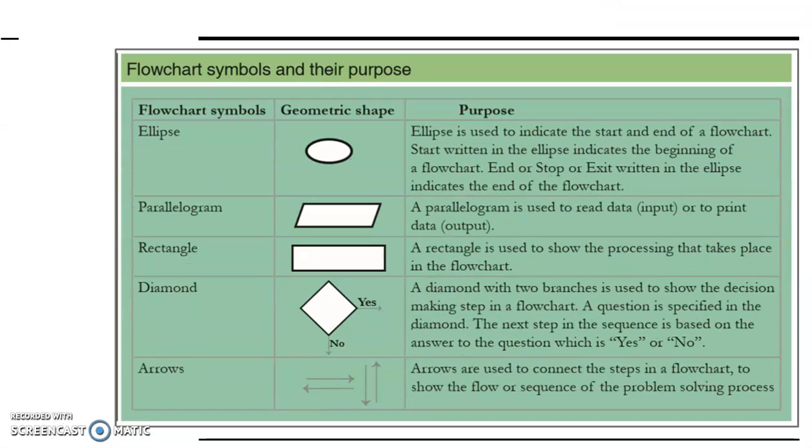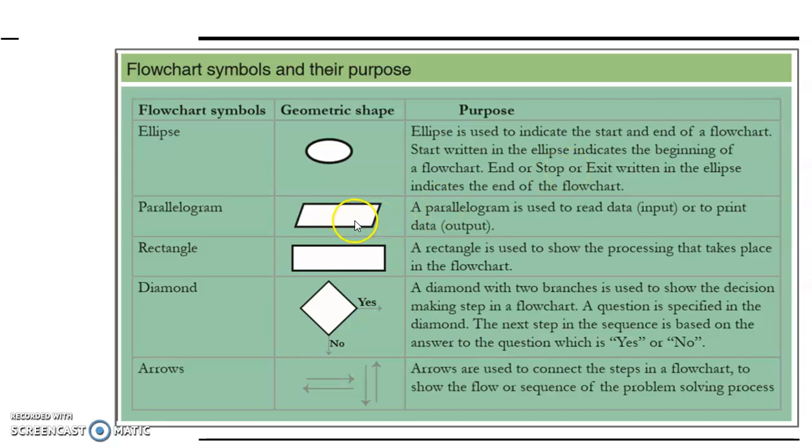Now when we apply operations using geometric shapes, there is a particular shape that is intended to show you some purpose. For example, over here the first symbol is the ellipse. The ellipse is used to indicate the start and end of a flowchart. Start written in an ellipse indicates the beginning of a flowchart, whereas end, stop or exit written in the ellipse indicates the end of a flowchart.